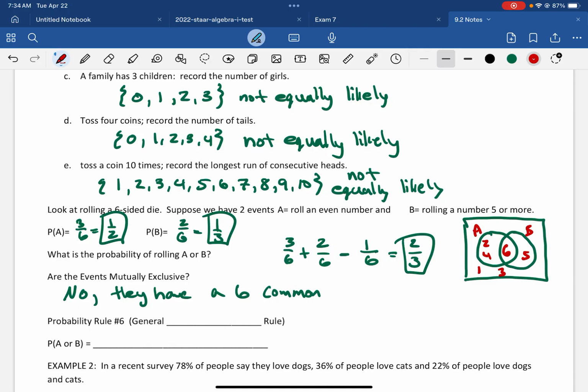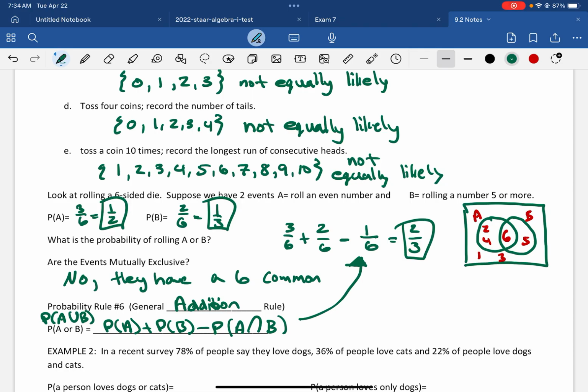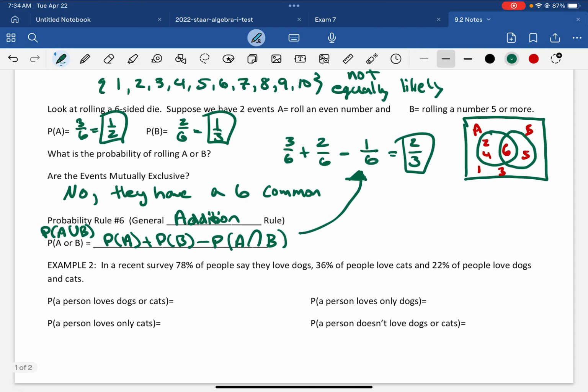Okay. And then we get our probability rule number 6, which is called the general addition rule. Okay. Probability of event A or event B, notice the notation. We take the probability of event A plus the probability of event B minus the probability of event A and event B happening. And we saw that formula played out above.